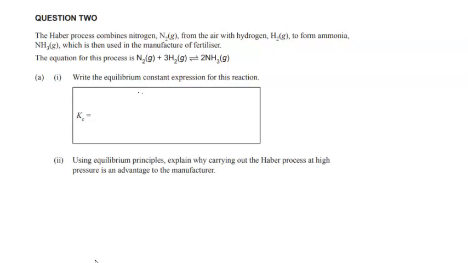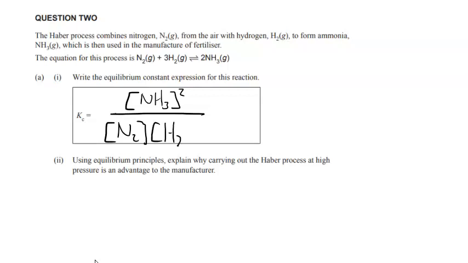So we're going to get the products divided by the reactants. So because there's 2 of those, we've got that. And then we go divided by the concentration of nitrogen times the concentration of hydrogen to the power of 3. Done. So that's a nice achieve mark for you. Using the equilibrium principles, explain why carrying out the Haber process at high pressure is an advantage to the manufacturer.